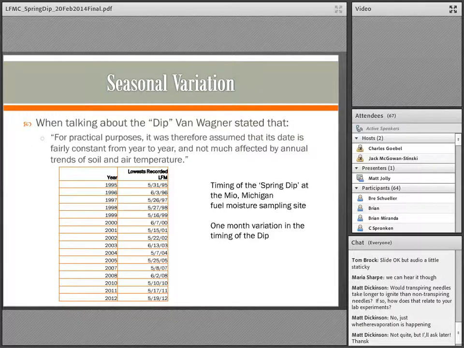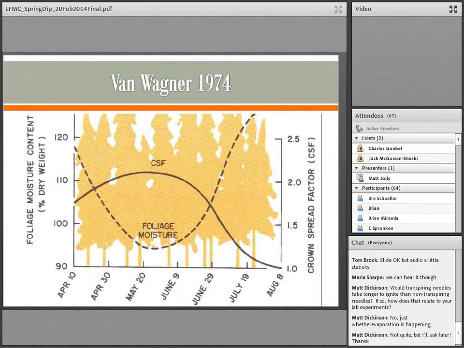So in terms of fire management, that's a very important thing to capture, the interannual variations in the timing of this dip. It actually varies by more than a month. So we have to figure out tools that allow us to capture what's causing these things to change. Van Wagner suggested this concept of a crown fire spread factor, and I think that we probably could eventually do something like that.